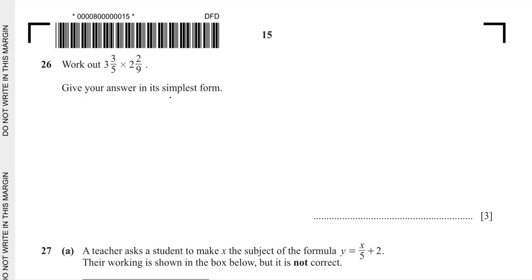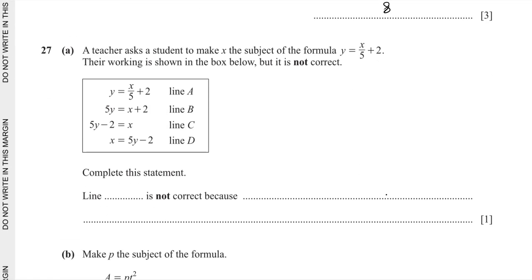Work out, give your answer in the simplest form. Question number 26. So first let's change these to improper fractions. 5 times 3 is equal to 15 plus 3 is 18 divided by 5, and 9 times 2 is 18 plus 2, 20 divided by 9. We can just cancel some of these. We've got 2, 1, 1 and 4. So your correct answer should be 2 over 1 times 4 over 1, that equals 2 times 4 equals 8. That should be the correct answer.